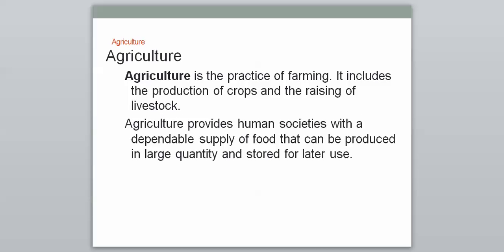Another big practice that has affected humans in the biosphere is agriculture, which is simply the practice of farming. We should all know that it plays a big role around here, and it can include the production of crops as well as the raising of livestock. This provides human societies with a dependable supply of food that can be produced in large quantity and stored for later use. Living here in Illinois, we have a big responsibility in our hands with the amount of crops that we grow, because we are supporting big portions of the world. It might not be directly for humans, but the corn you're growing is food for cows, which then becomes our food later on. So we have a big role to serve in terms of agriculture.